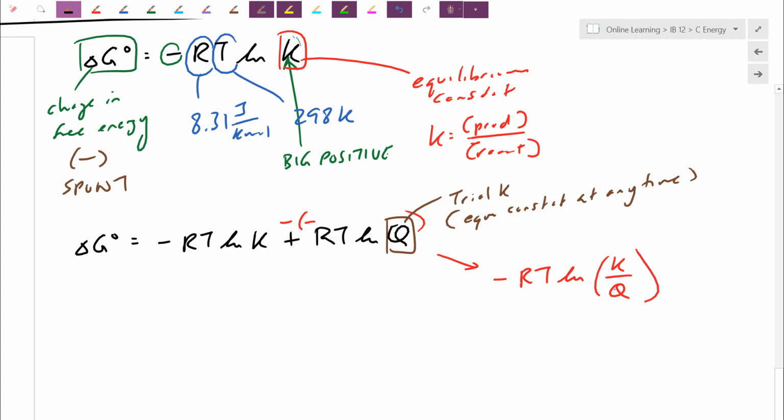If I'm at equilibrium, the Q is exactly going to be K. K over K just becomes 1. Ln of 1 just becomes 0. And therefore, I have delta G equals 0 when at equilibrium. So even though it's a more thorough equation here, at least it's more consistent.